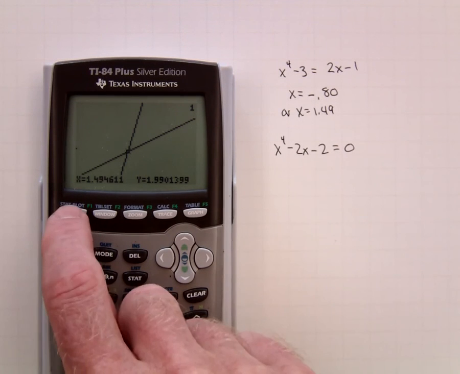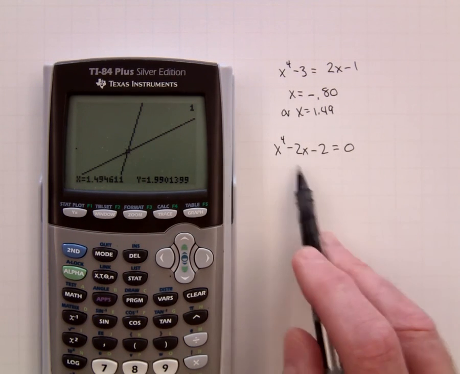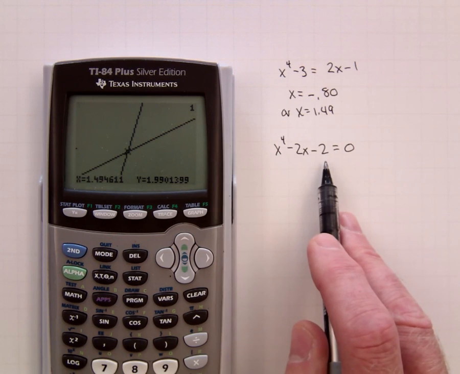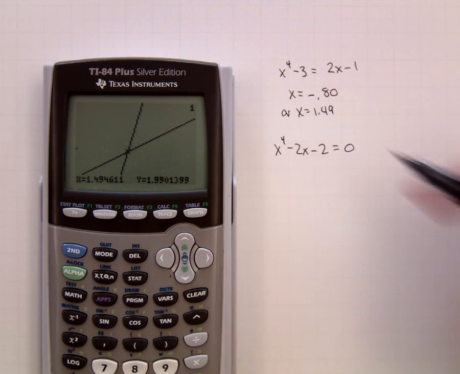In that case, I would be looking for places where its value was 0, or graphically places where it crossed the x-axis. So these are x-intercepts, or zeros. And I'm going to claim that if you graph this single function and look for its x-intercepts by zooming and tracing, you're going to find that they're the same values that you saw by looking for the intersections of the original left-hand side and right-hand side.